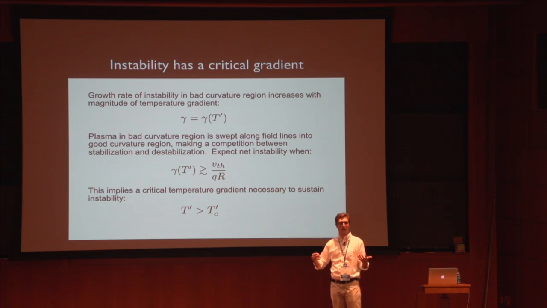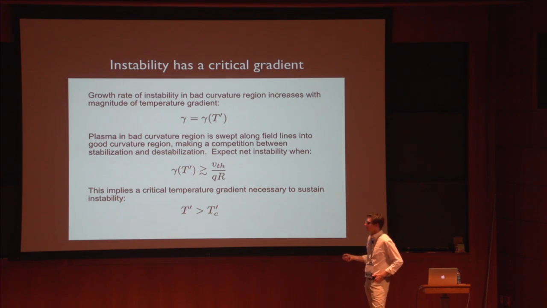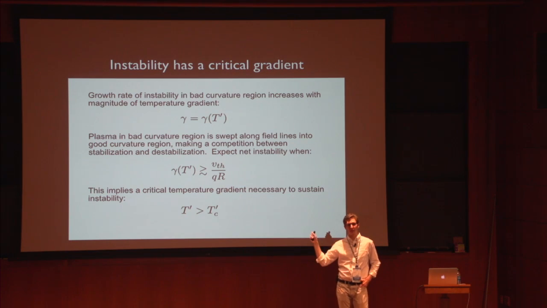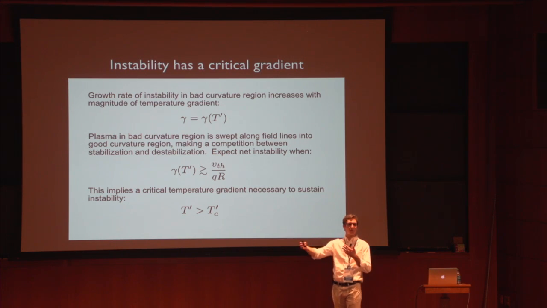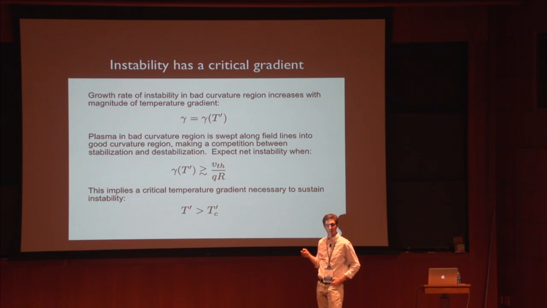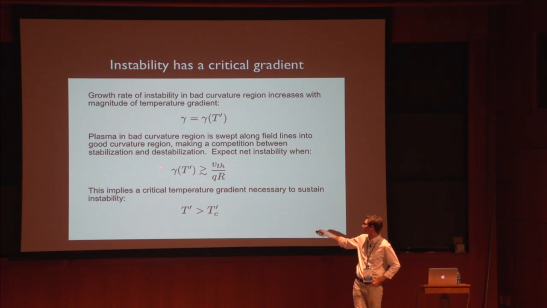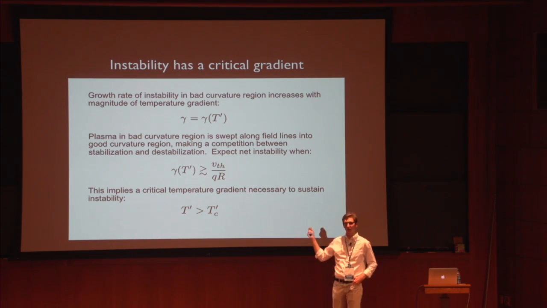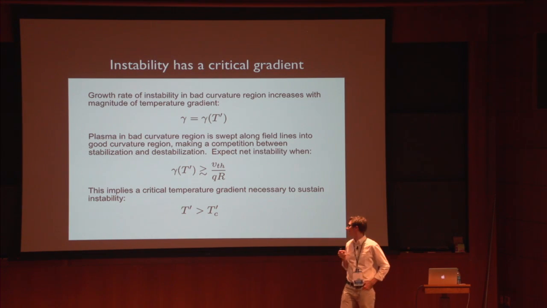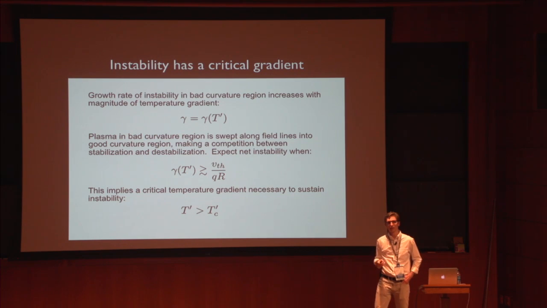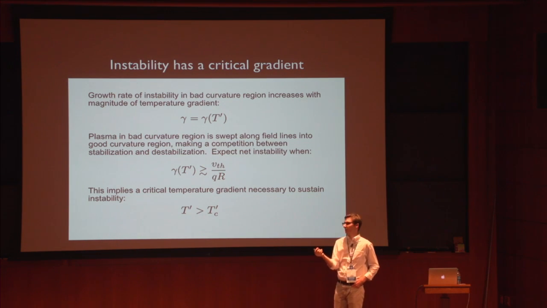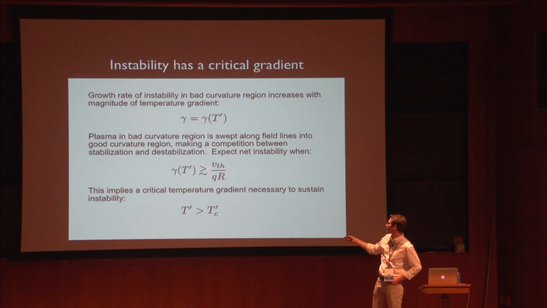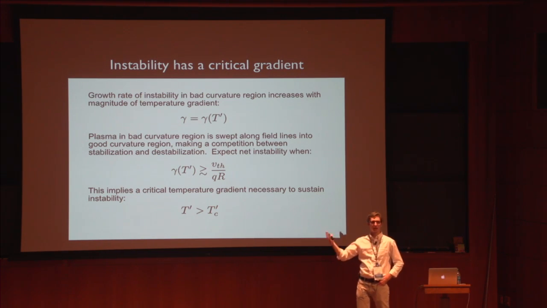Well, what you can do is imagine a perturbation which starts to grow in the bad curvature region of the plasma. And as it does so, of course, particles are streaming along the magnetic field. You have waves which are propagating along the magnetic field. And this takes this perturbation, which starts out in the unstable region, and moves it into the stable region. Right? And so it's going to be a competition between how fast that perturbation can grow in the bad curvature region compared to how rapidly it can move along the field line and get to the good curvature region. Okay, so in other words, the growth rate, which depends on temperature gradient, has to be bigger than some parallel time scale in the problem.